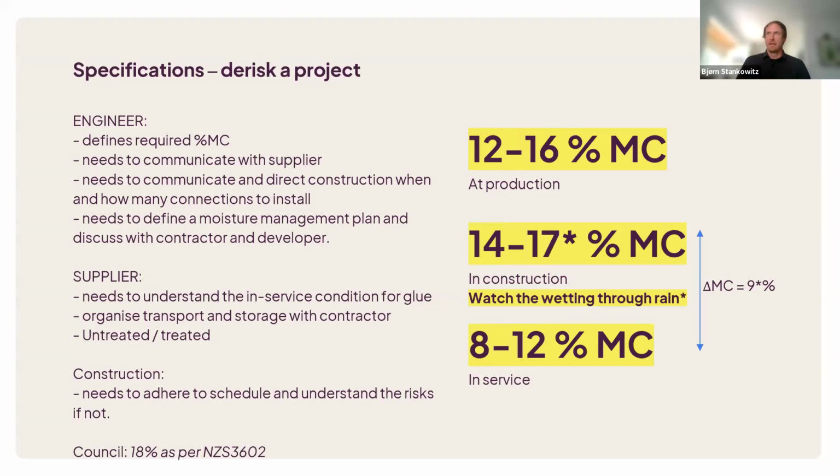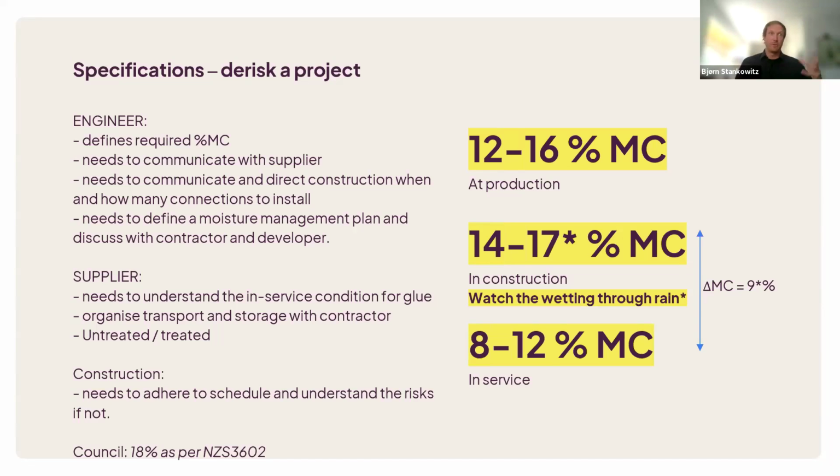So when you come to your specifications, what can we do? We can communicate, we can define things, and we can talk about them. Define the required moisture content, communicate with the supplier, and get everyone involved from early on. Because you can see between construction and in service, it can already be a difference of 9% if we had an HVAC system and we assume one of the average conditions.